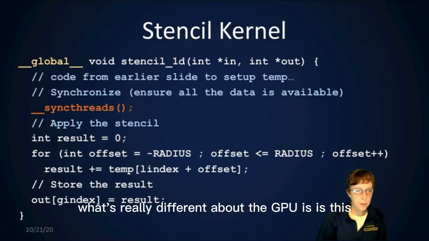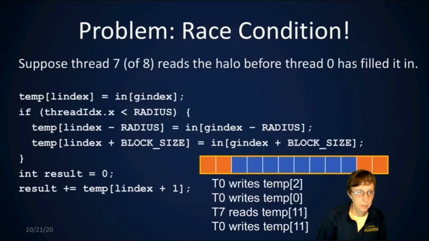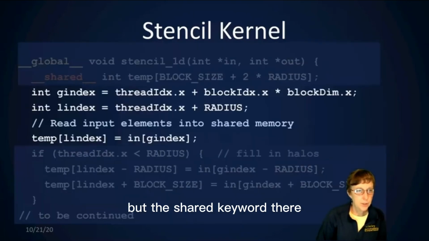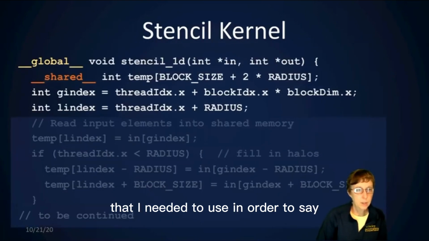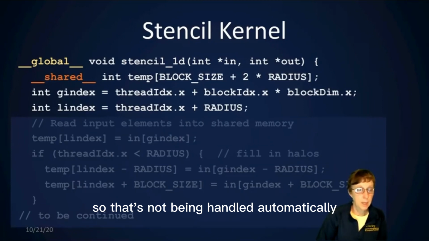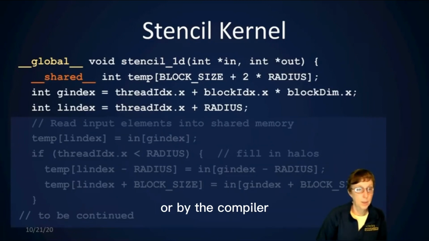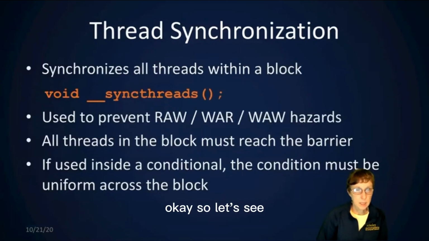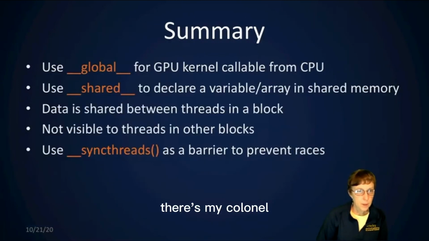What's really different about the GPU is this shared keyword. I have to go back a few slides here, but the shared keyword there is what I needed to use in order to say I want to put something into fast memory. So that's not being handled automatically by the hardware or by the compiler. Okay, so let's see. I think there's my kernel.